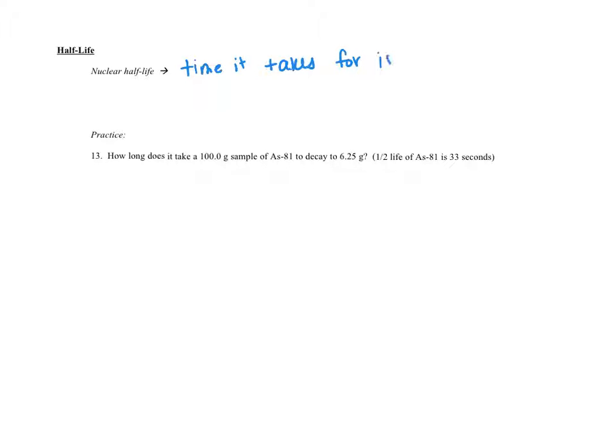for an isotope's mass to be reduced by half. So it's the time it takes an isotope, that weight, for that weight to be cut in half. So for example, if you have 100 grams of carbon isotope, how long is it going to take for it to get to 50 grams?